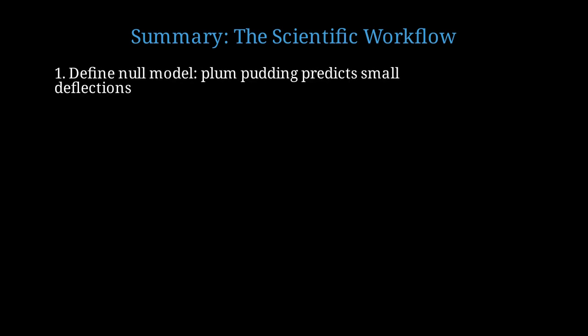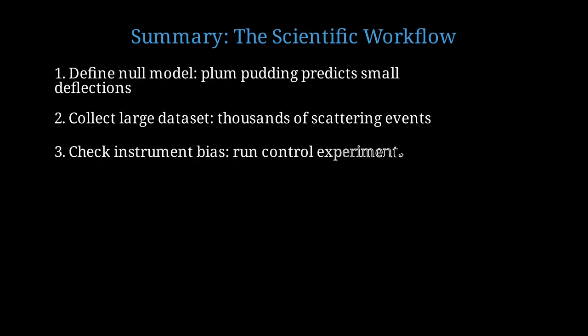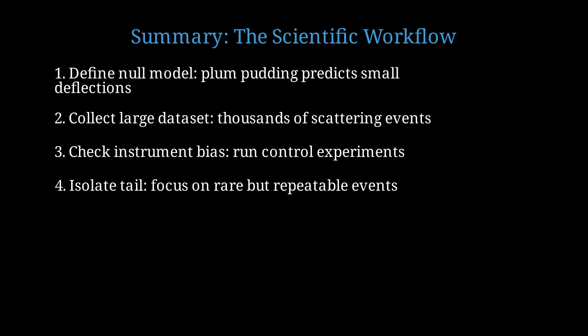Let me summarize the complete scientific workflow we've traced through Rutherford's discovery. Step 1. Define your null model. What does current theory predict? Step 2. Collect a large, high-quality dataset with sufficient statistics. Step 3. Systematically check for instrumental biases and artifacts. Step 4. Don't ignore outliers. Isolate the tail of your distribution and analyze it carefully.